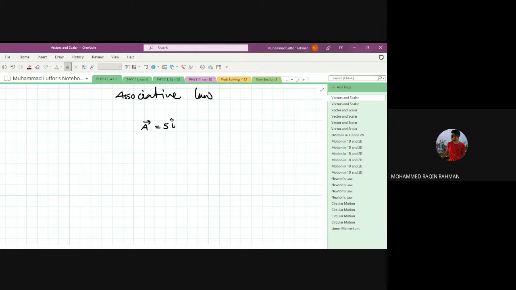Yes, sir. i hat is a unit vector. We can use any symbol, because for the Cartesian coordinate system we use i hat, j hat, and k hat. You can use any symbol if you want. It's not a big deal. But what is i hat actually? How do you define the unit vector? Can anyone say it in your own language? Don't be worried. If you're wrong, I'm not going to scold you. I'm going to correct it.